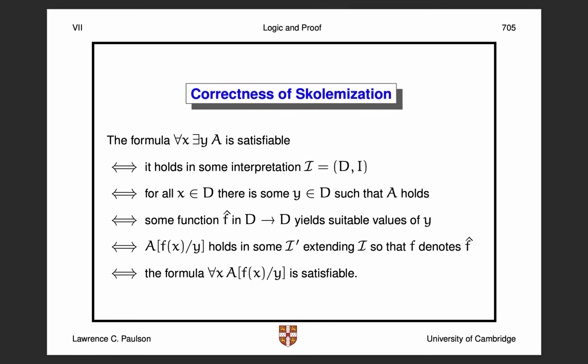Why is Skolemisation correct? Well, let's try and argue this mathematically for the very simple case of for all x exists y, A. So what does it mean for this thing to be satisfiable? Remember, satisfiable means there is a model of the formula, an interpretation in which it is true. So let's write the interpretation like this. With the script I, we have a domain, a non-empty domain of values, and we have an interpretation of the various symbols in A, in the formula A.